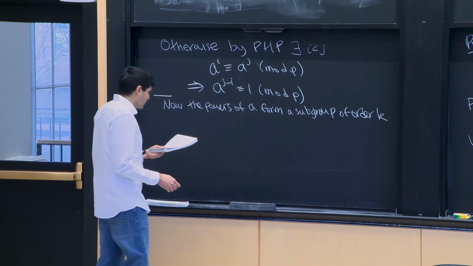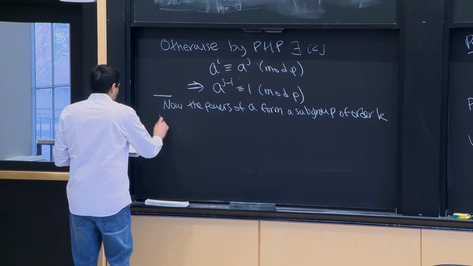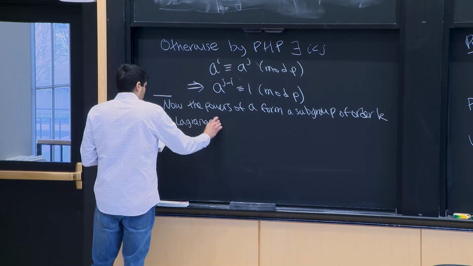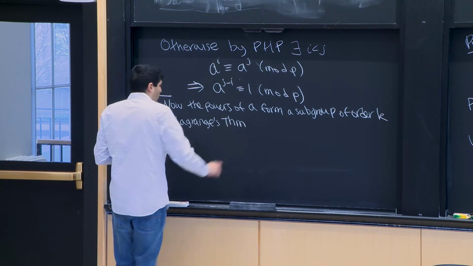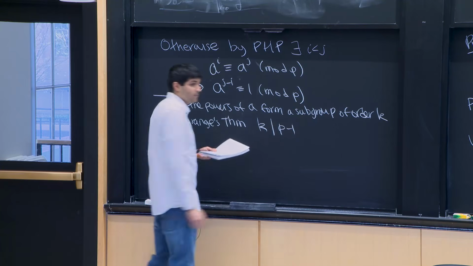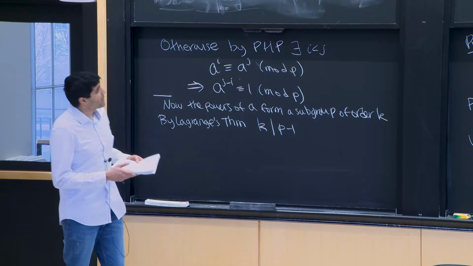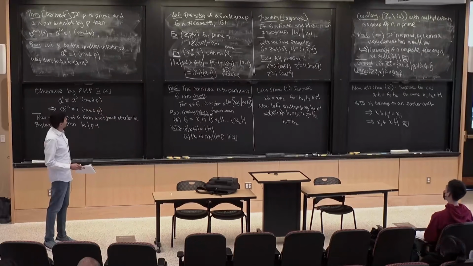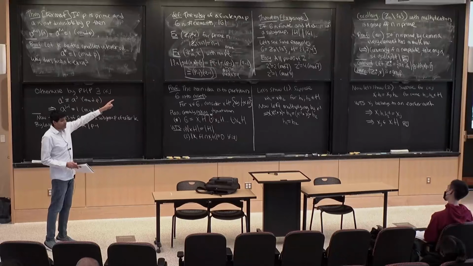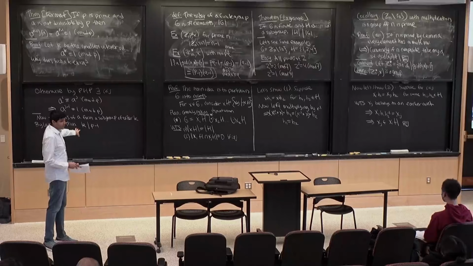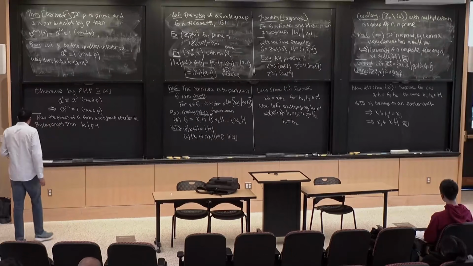So now I can appeal to Lagrange's theorem. By Lagrange's theorem, we know that k, the order of my subgroup, must divide p minus 1. You remember when we did all those computations of what the order of a subgroup is when n is prime? When n is the product of 2 primes, we know the order is p minus 1 because of that first example we did. And now we can appeal to Lagrange's theorem, and we know that k divides p minus 1.